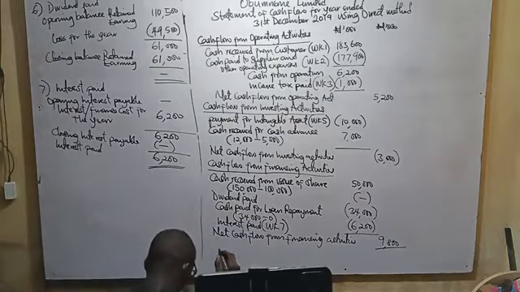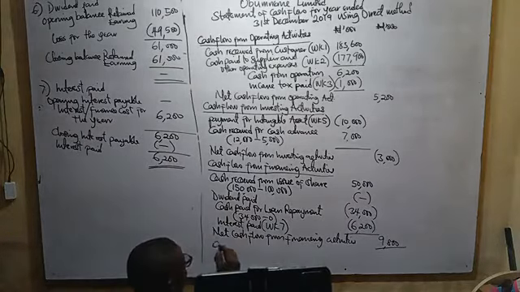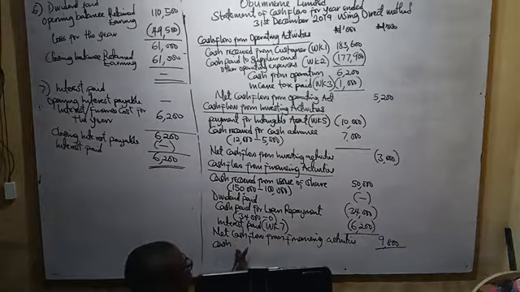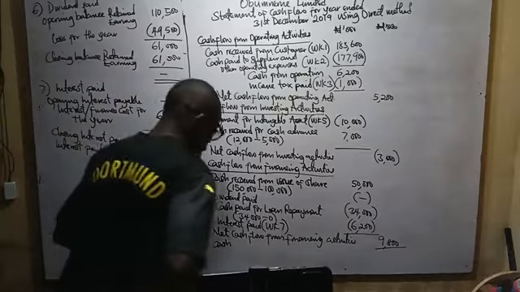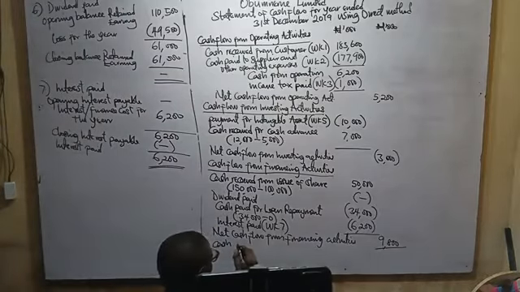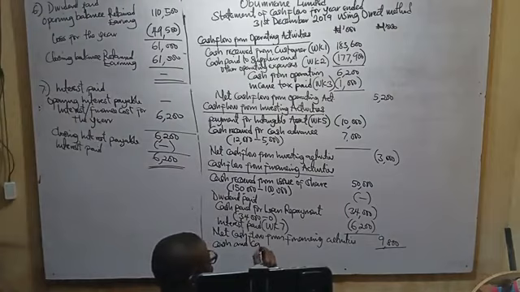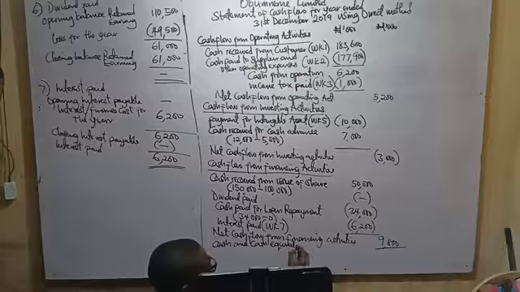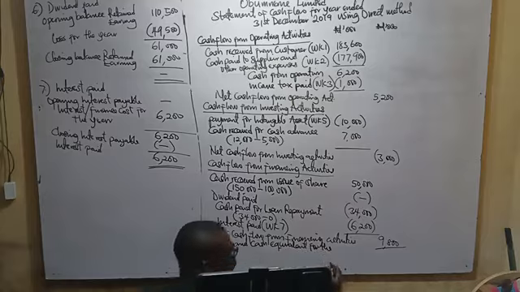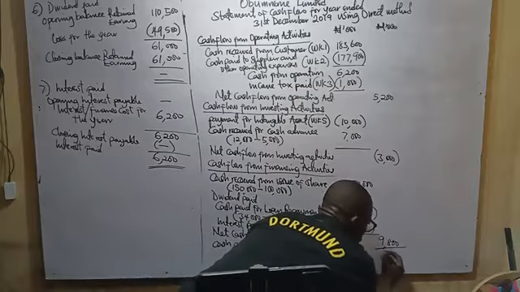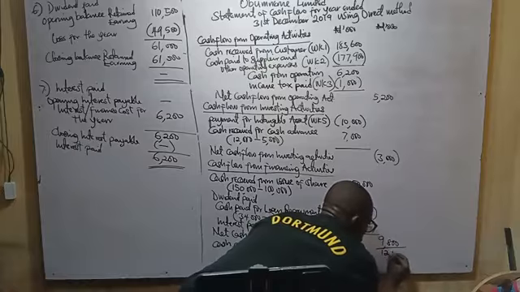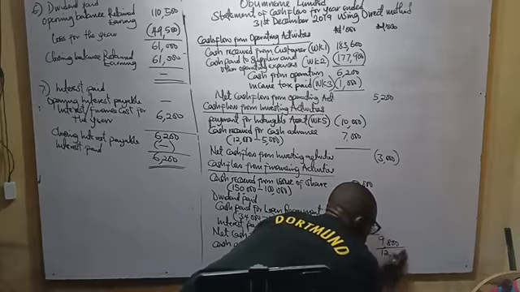So you have cash. Should I work it here? Okay, let me manage the board. We have cash and cash equivalent for the year. That's 12,000.